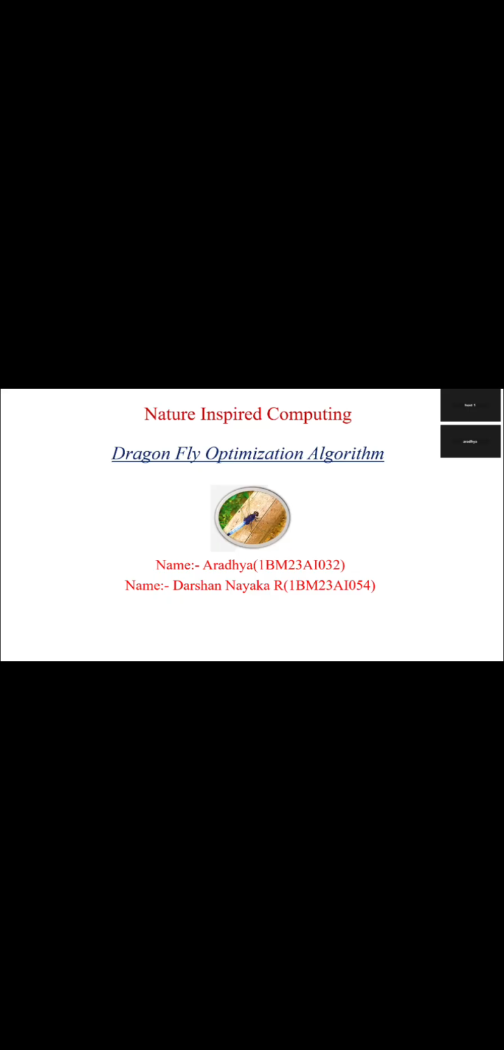Now we are talking about the Dragonfly optimization algorithm, which comes under the nature-inspired computing subject. Let's talk about some introduction. The Dragonfly algorithm was developed by a scientist called Mirjalili in 2016. The dragonfly is usually found in Japan, where it is a symbol of strength, courage, and happiness, and it is a metaheuristic algorithm.